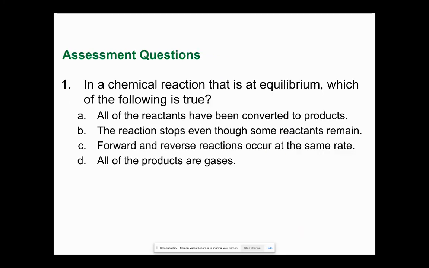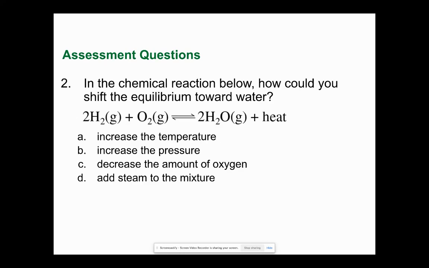Okay. So a couple questions. In a chemical reaction that is at equilibrium, which of the following is true? All the reactants are converted to products. The reaction stops eventually though some reactants remain. Forward and reverse reactions at the same rate. Yeah, that sounds about right. C? Yep, C.